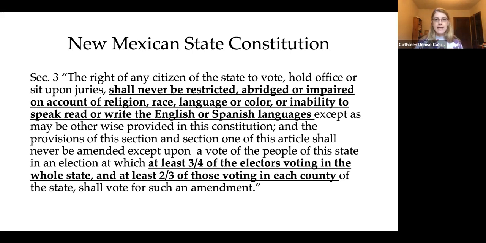Now, having protected the right of Spanish-speaking men to vote and, right, the rights of Spanish speakers and Catholics, they made the Constitution really hard to change. So you can see at least 3/4 of the electors voting in the whole state, and then at least 2/3 of those voting in each county. That's a huge bar, and that's what was required to make any changes to these constitutions.